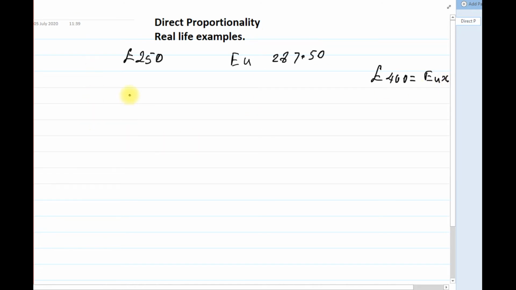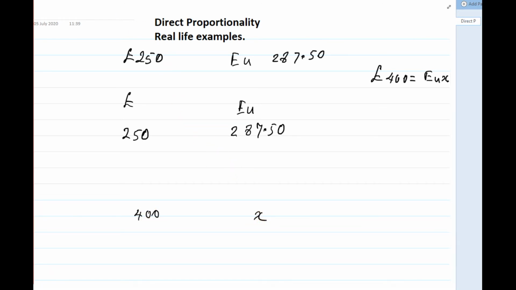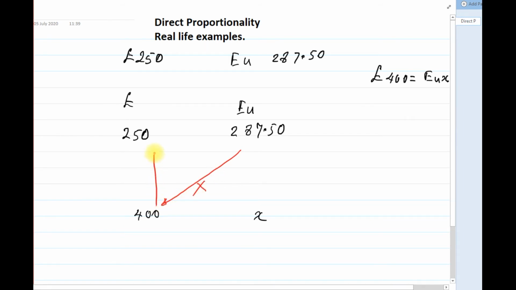Again, we do the same thing. We have a column for the pound and a column for euro. I'm not sure whether EU is a symbol for euro, but we will use it as one. So we write the rate that we already know, 250 pounds gave us 287.50 euros. And now we want to know 400 pounds is how many euros. We do exactly the same thing. This times that divided by the one above.